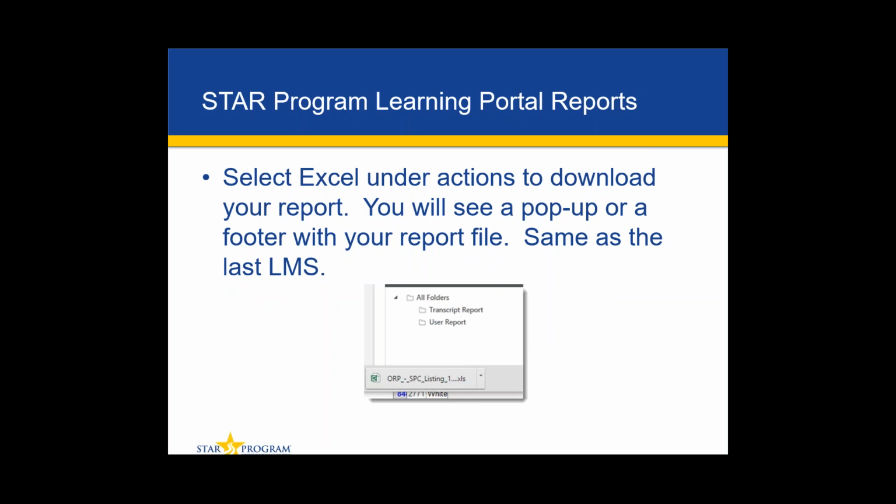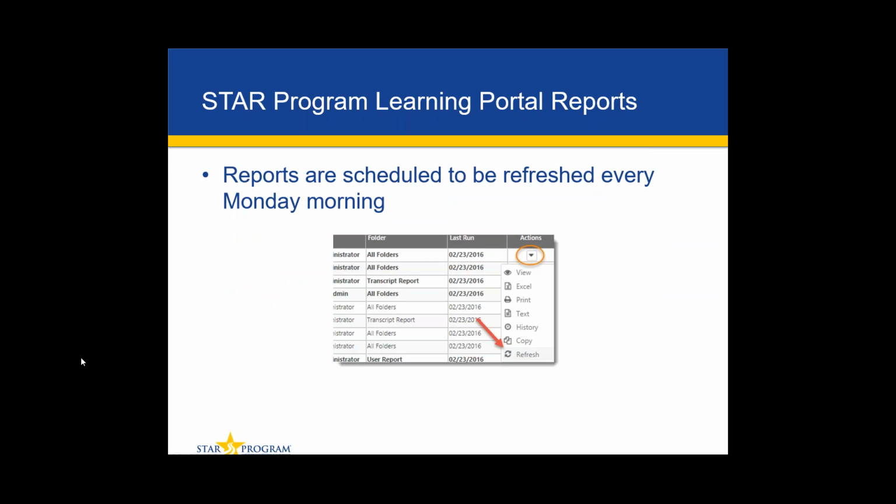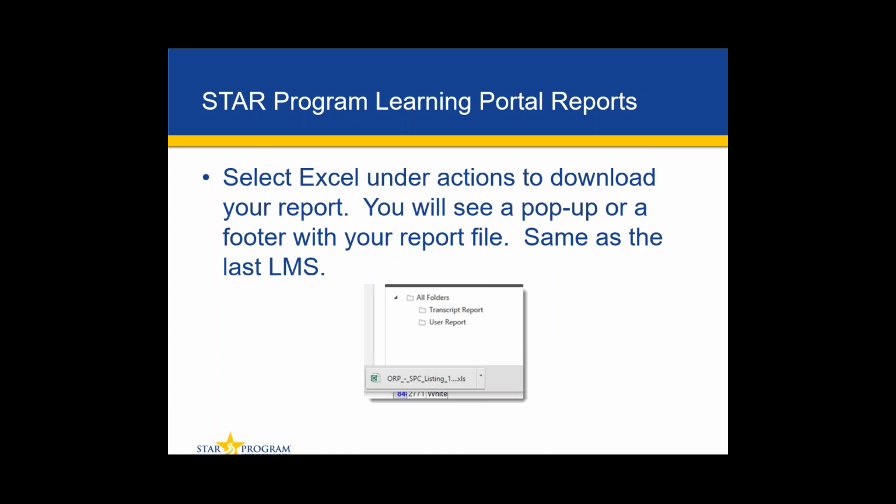So you'll click on that. Actually, what I should say is back here. I'll go back one slide. You'll see. Let me go back 2 slides. Sorry. You'll see Excel here, the second one down. When it's done refreshing, the processing word is gone, and the last run is now today's date. If you click on that down arrow again, you'll see the Excel button, and you'll want to click Excel. And that will download the report for you.